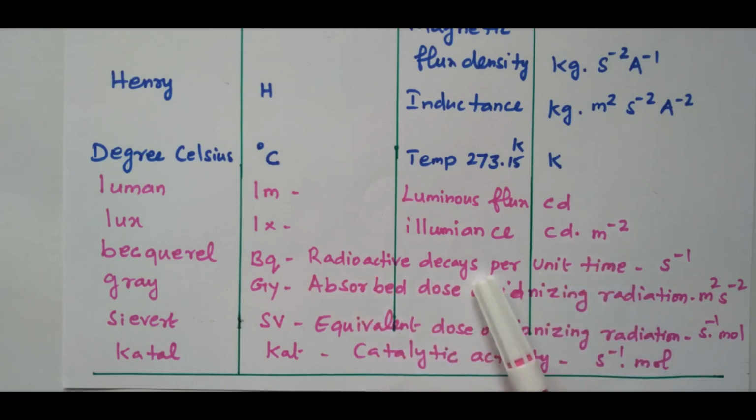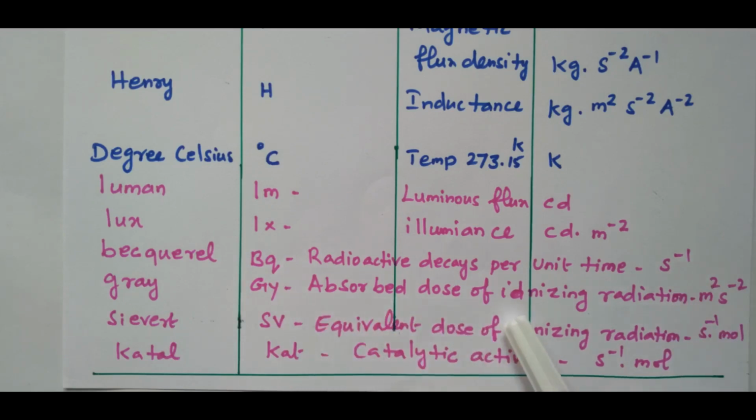Then another four are available. Radioactive decay per unit time. So these are all based on radioactive radiation. Becquerel is the unit, Bq is the symbol. The base unit is s⁻¹.